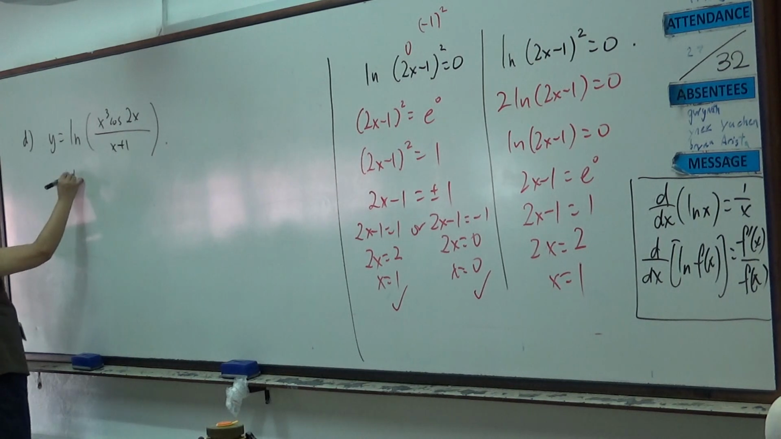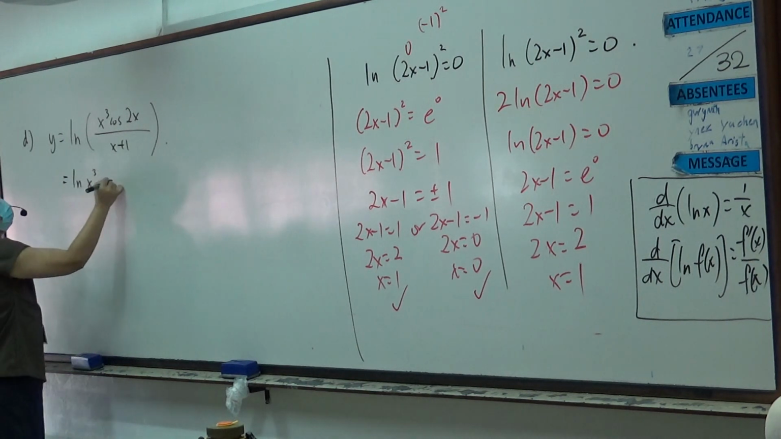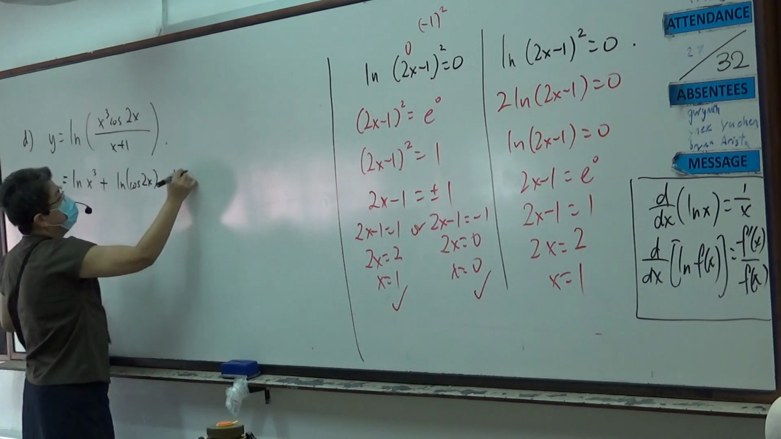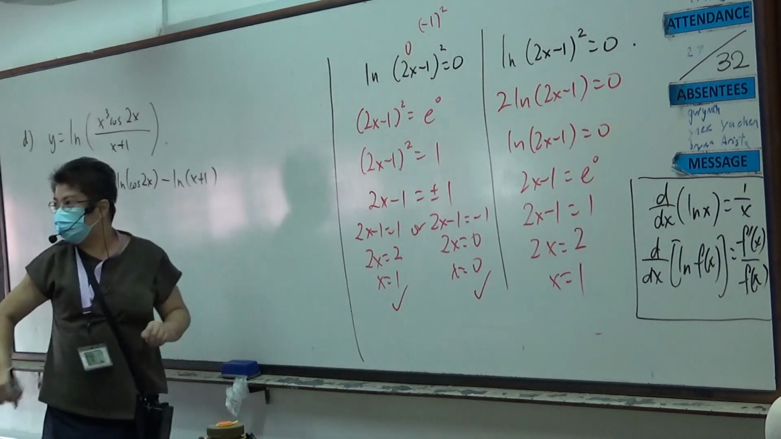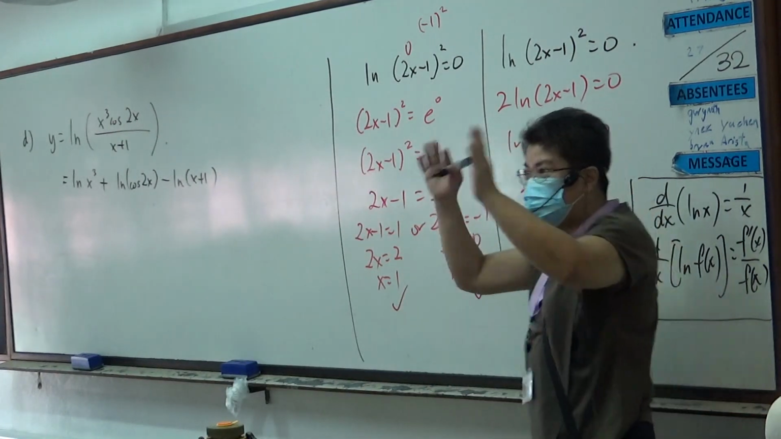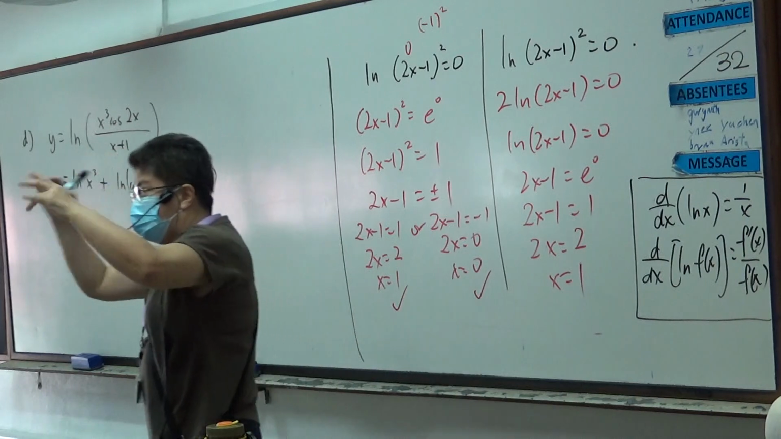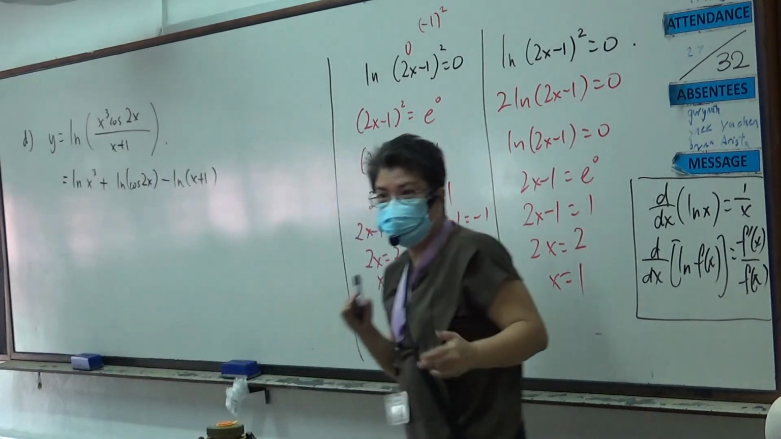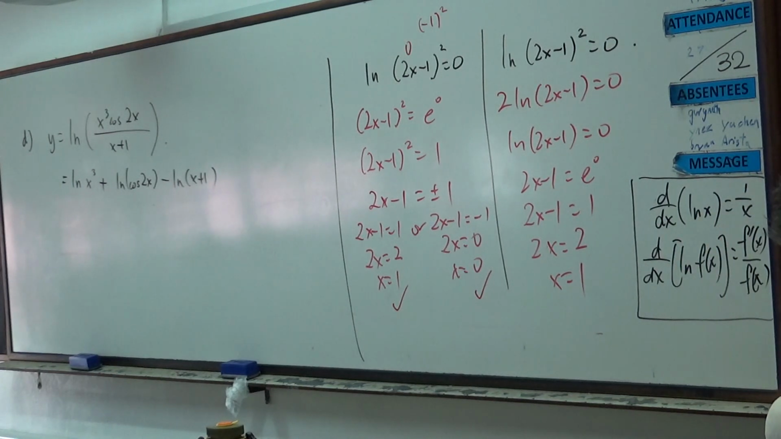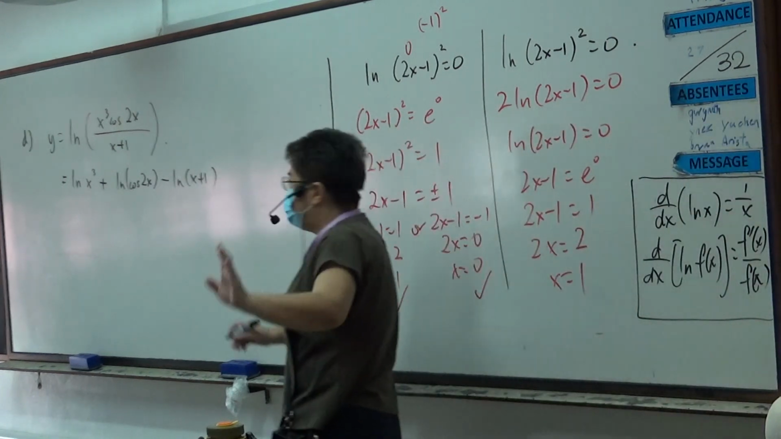Now, all look up. Do you agree I can rewrite ln x cubed plus ln cosine 2x minus ln x plus 1? Apply the laws of logarithm. Times means plus, divide means minus. Remember or not? This is your log rules. Are you clear? Now, after this, it's going to be simplified.